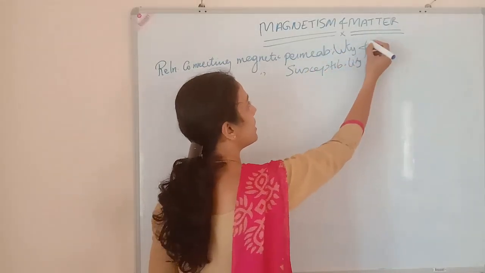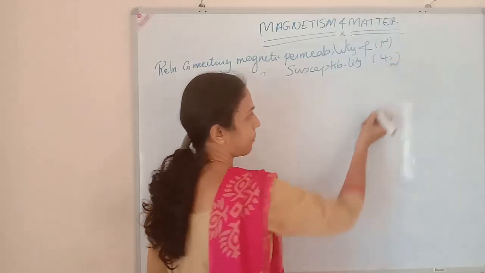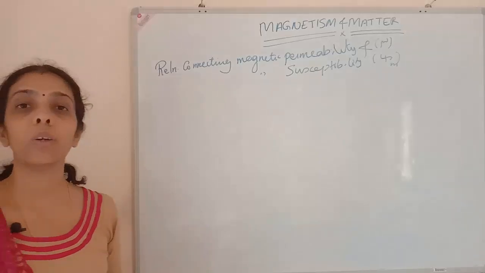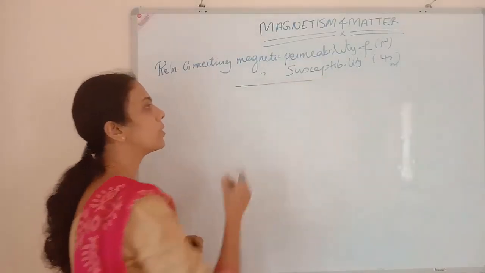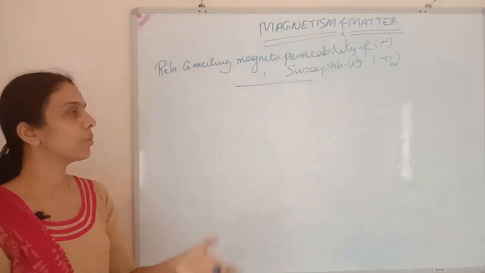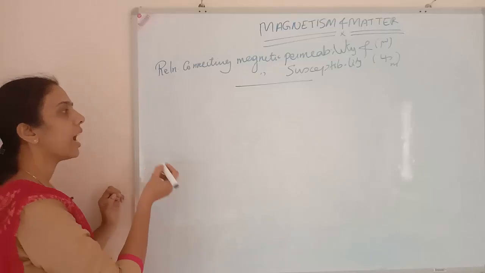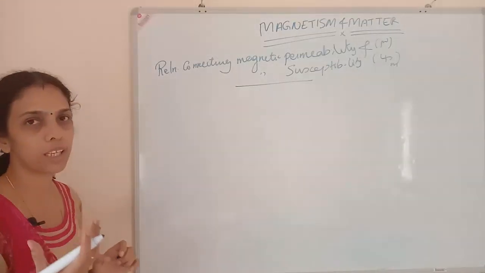So permeability means it is mu and susceptibility is chi m. So we are going to find out a relation connecting these two. So for that, the relation connecting mu and H. To find out that one, I am just reminding you about the terms which we used in the last video.